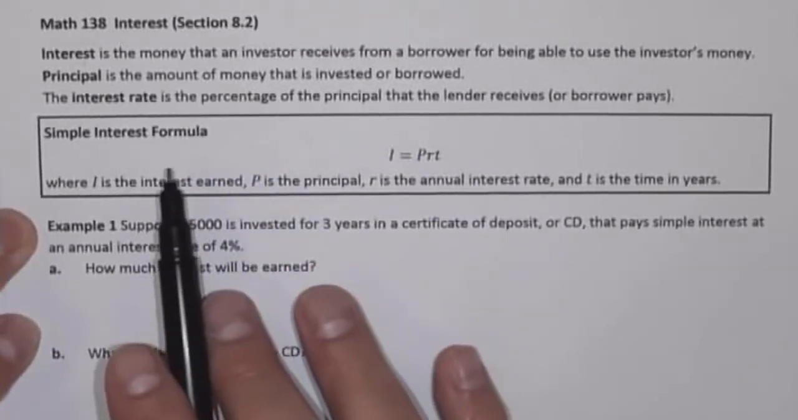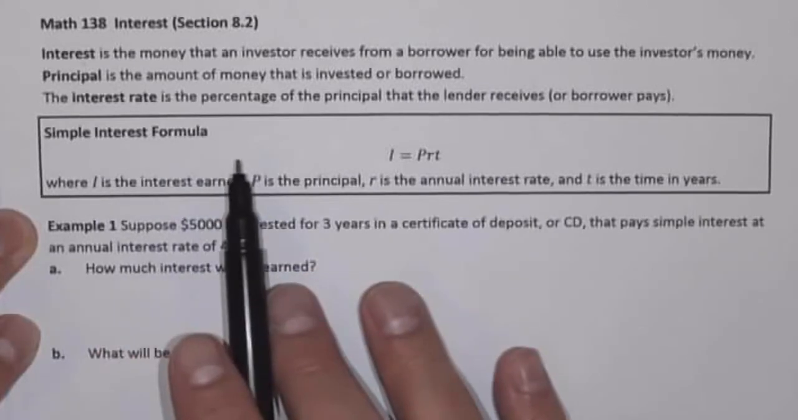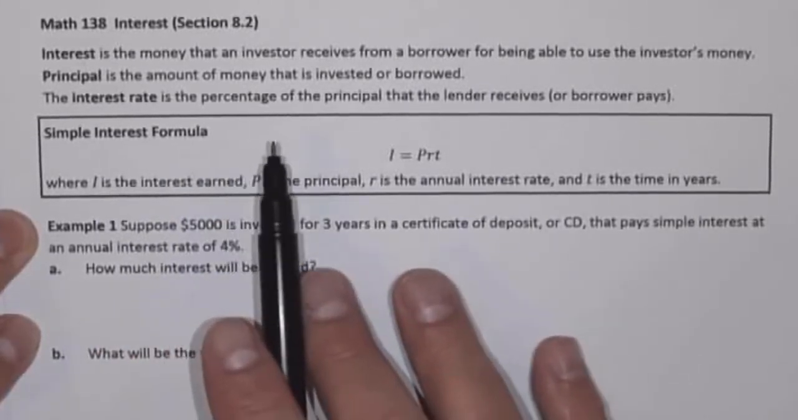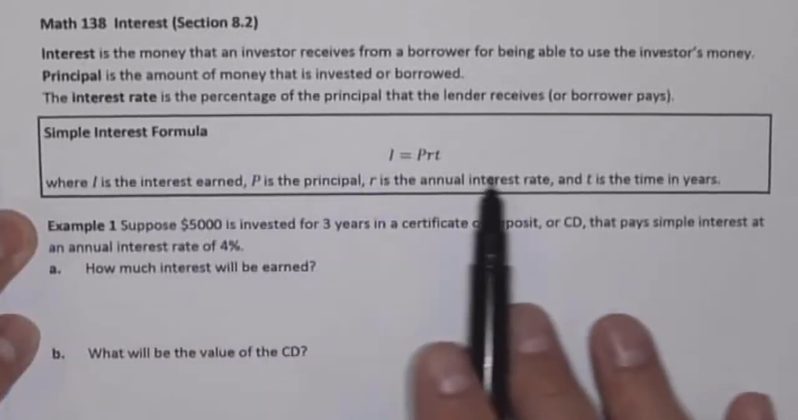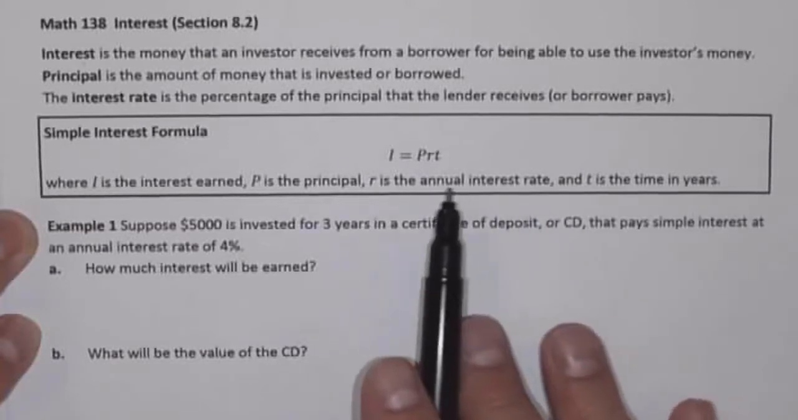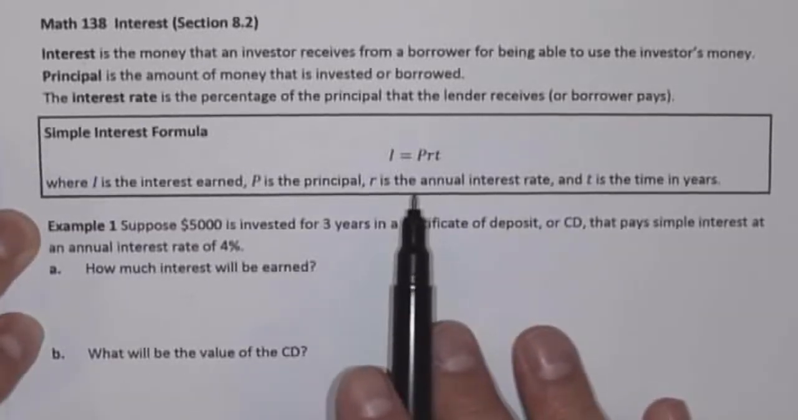Now, as I mentioned, there are two different ways that that interest is typically calculated. It's either simple interest or compound interest. So we're going to begin by looking at simple interest, and then later on we'll talk about compound interest.